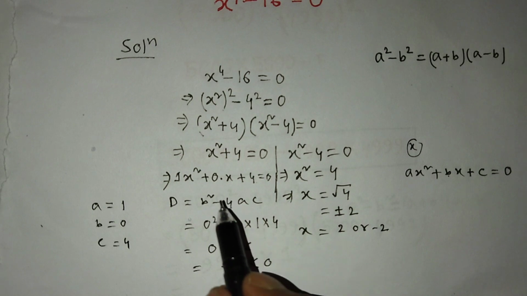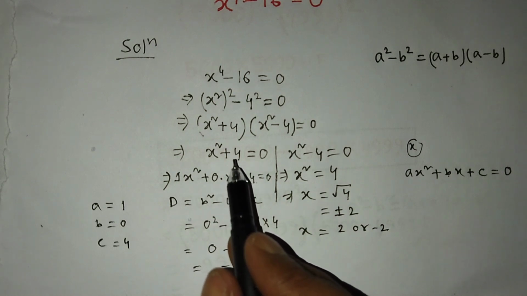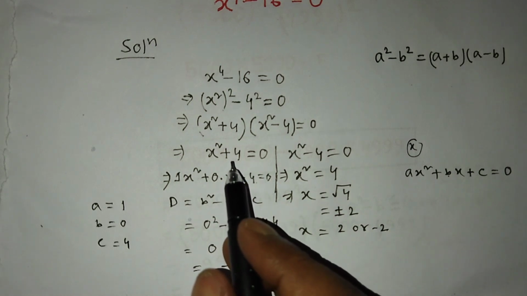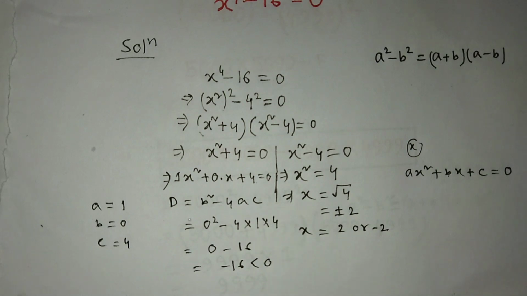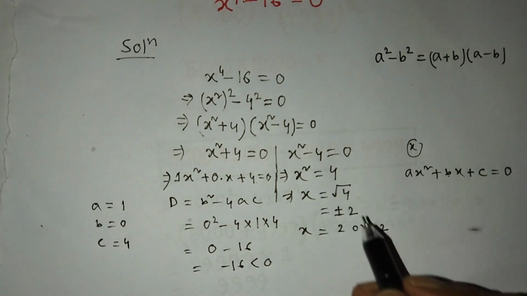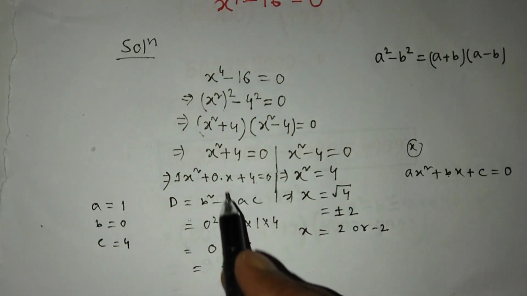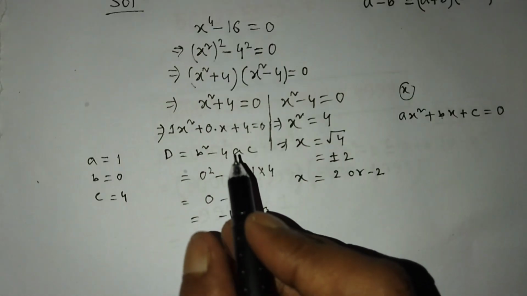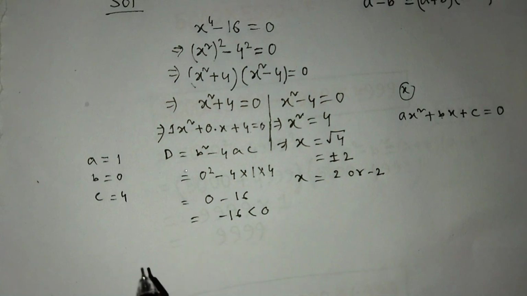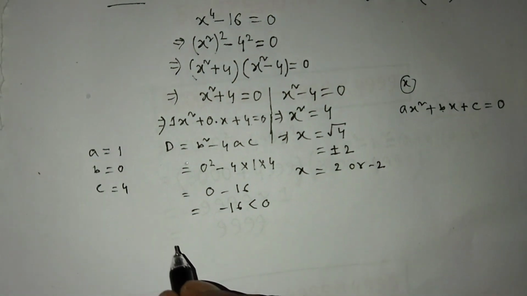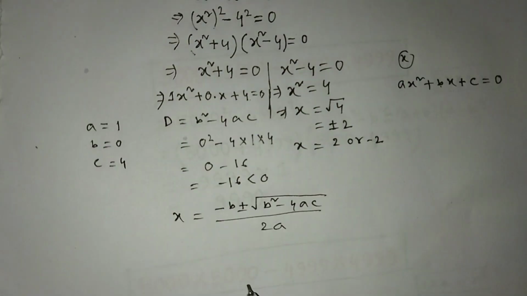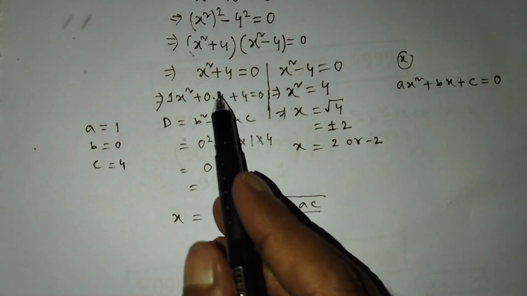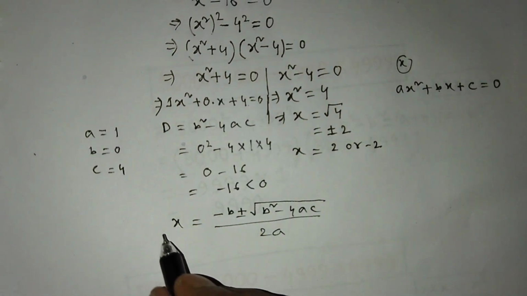That means this equation has imaginary roots. Okay, but the first equation has 2 real roots, and this equation has imaginary roots. Okay, to find the roots of this equation, we have to apply the Siddhacharya formula. So to find out the roots of this equation, we have to apply this formula.